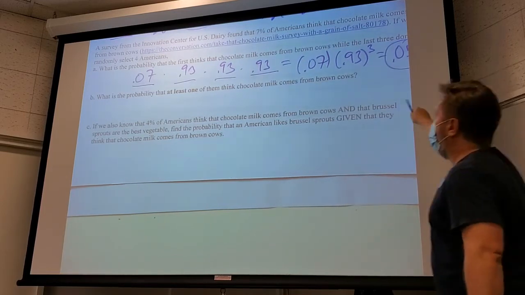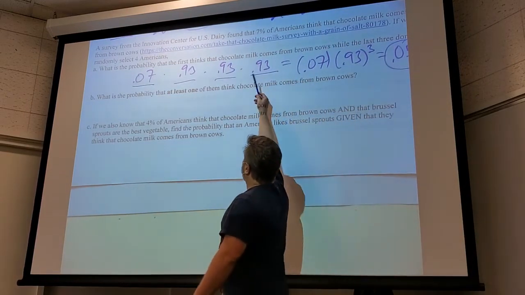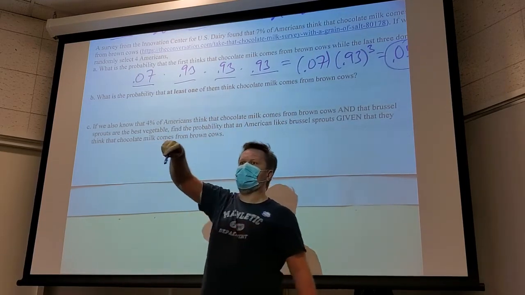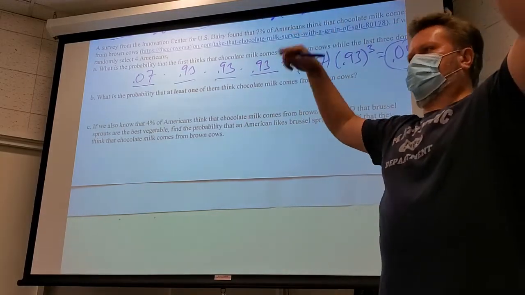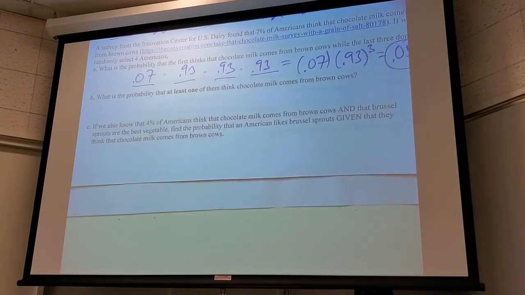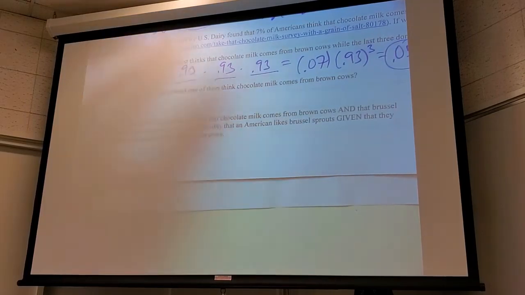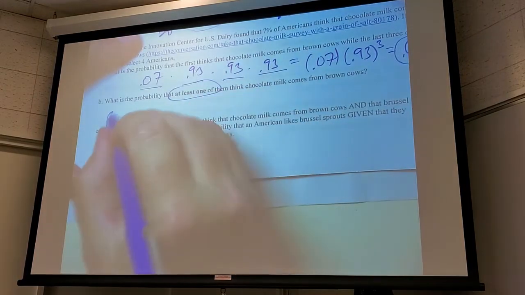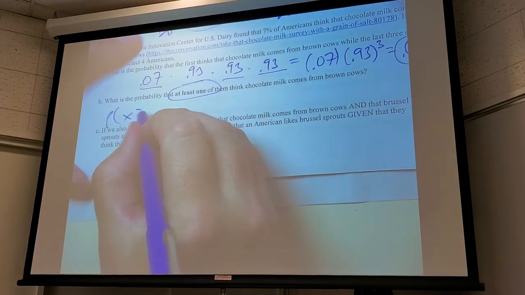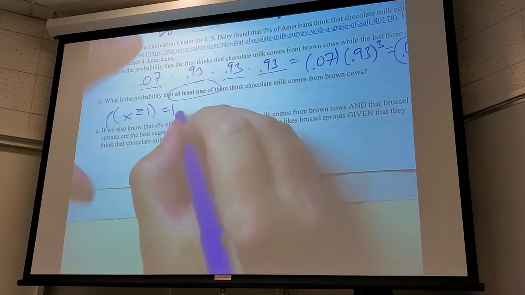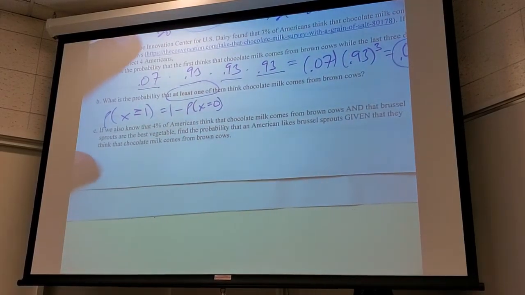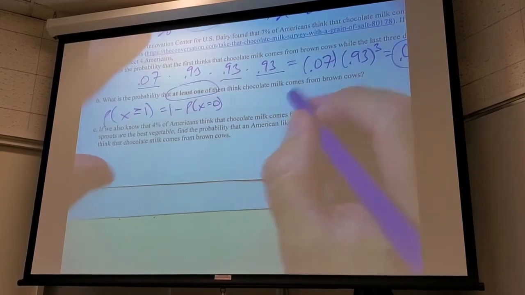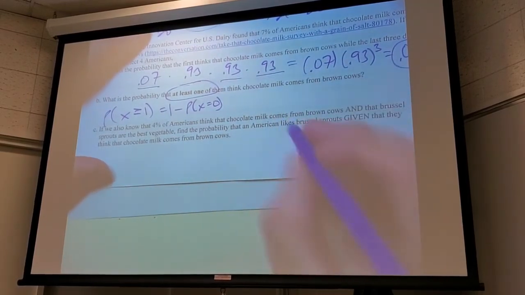Because if I said nobody thinks that way, what's going to be in each spot? If none of these 4 people think chocolate milk comes from brown cows, 93, 93, 93, 93. All right, let's catch all this. I love you guys. You're at least attentive and looking at me. So, let me be all technical here. At least 1 is 1 minus the probability of none. So if I figure out the probability that nobody thinks that way, I can just do 1 minus that.